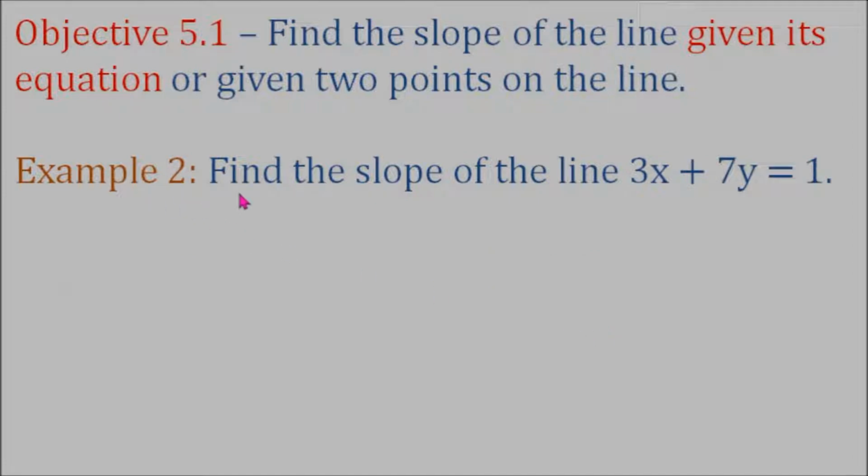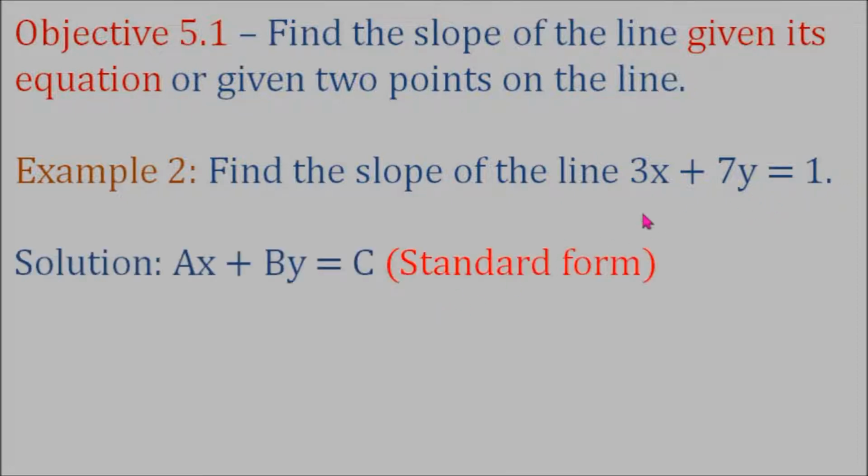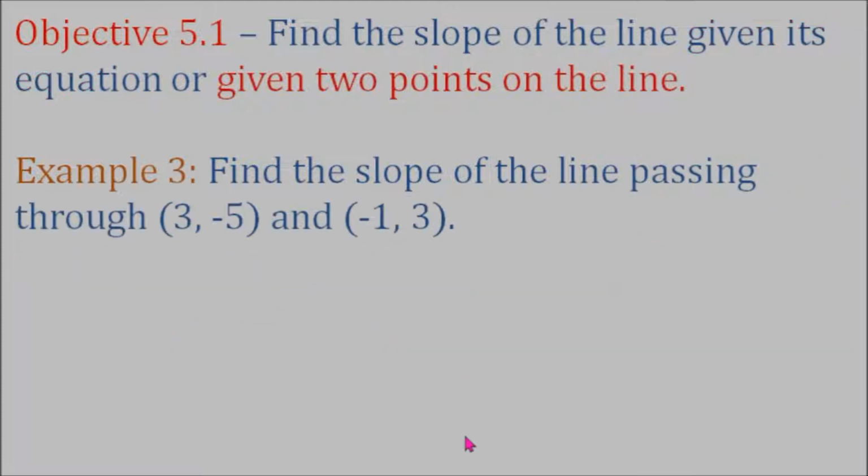Example number 2, find the slope of the line 3x plus 7y equals 1. So our equation is written in the form ax plus by equals c, or standard form. So the slope of the line written in standard form is negative a over b. So our a here is 3 and then our b is 7. The slope of this line is negative 3 over 7.